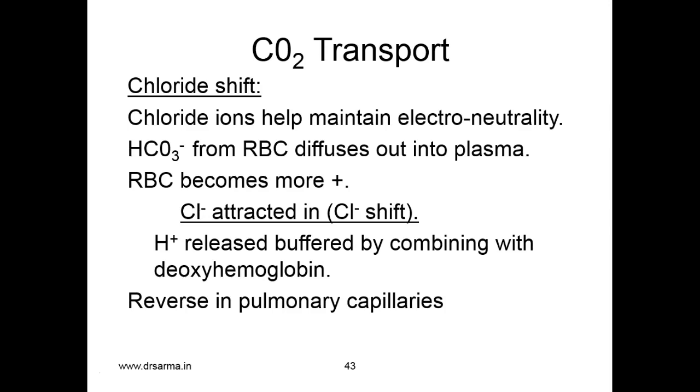From red blood cells it diffuses into the plasma as bicarbonate ion. Red blood cells become more positive as that ion moves out, and then the chloride is attracted in. You can even say it's co-transport. The hydrogen release is buffered by a combination with deoxyhemoglobin, and then is buffered by this bicarbonate ion. Reverse is then going to happen in the capillaries.